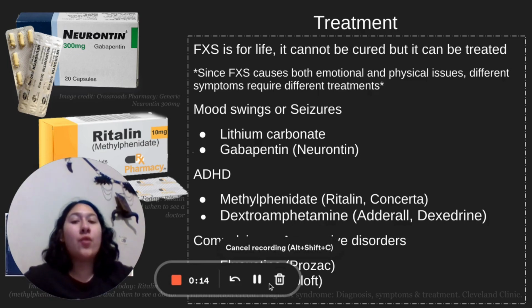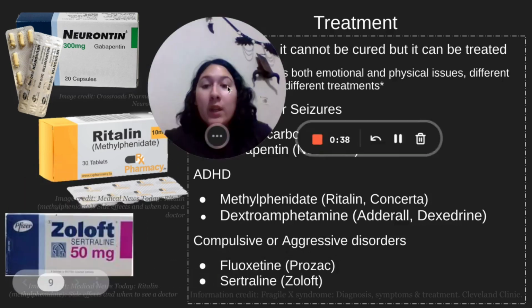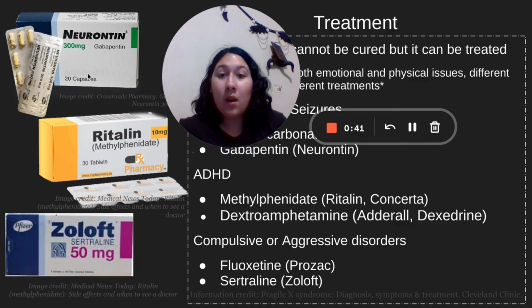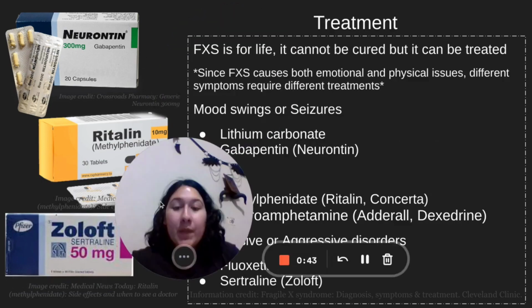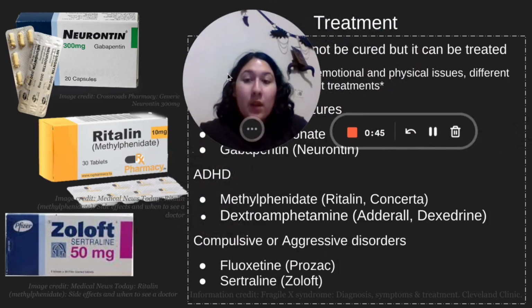Since this genetic disorder can cause different things like ADHD, compulsive disorders, mood swings, or seizures, and there are already prescription medications that can help with those items alone, these medications are prescribed for patients who have this genetic disorder. For example, patients who suffer from mood swings or seizures are prescribed something called Neurontin, which is right here in this top right corner.